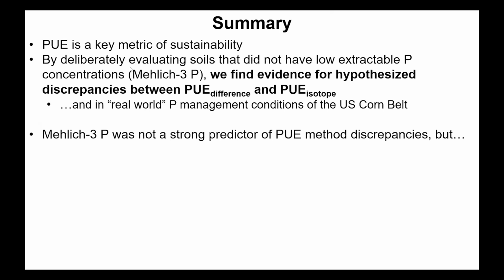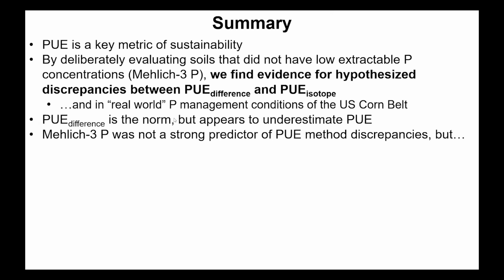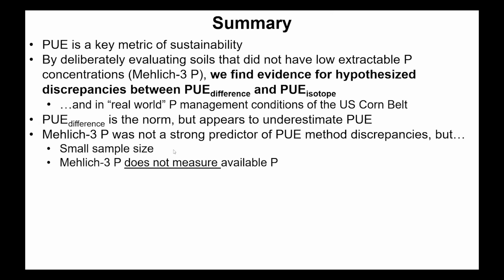And we find evidence for the hypothesized discrepancies between PUE by difference versus PUE by the isotope. PUE by difference is the norm, but it appears to underestimate PUE. And it's not predictable by Melich 3P. We can't predict how much we underestimate by the difference approach relative to the PUE by isotope approach.